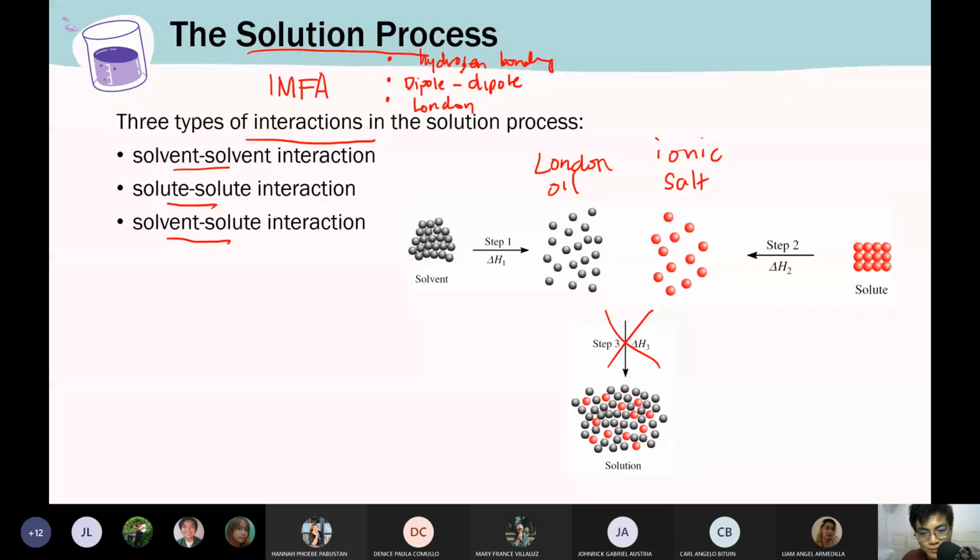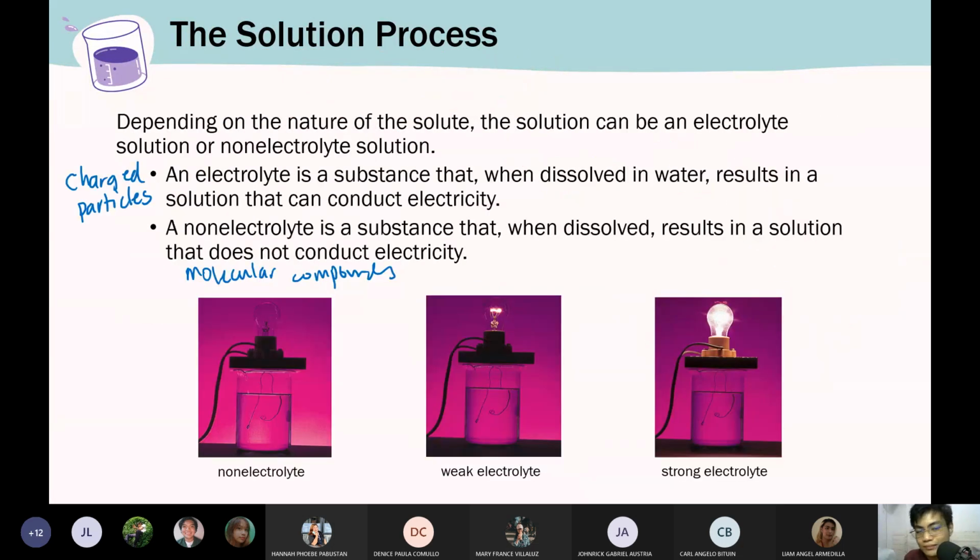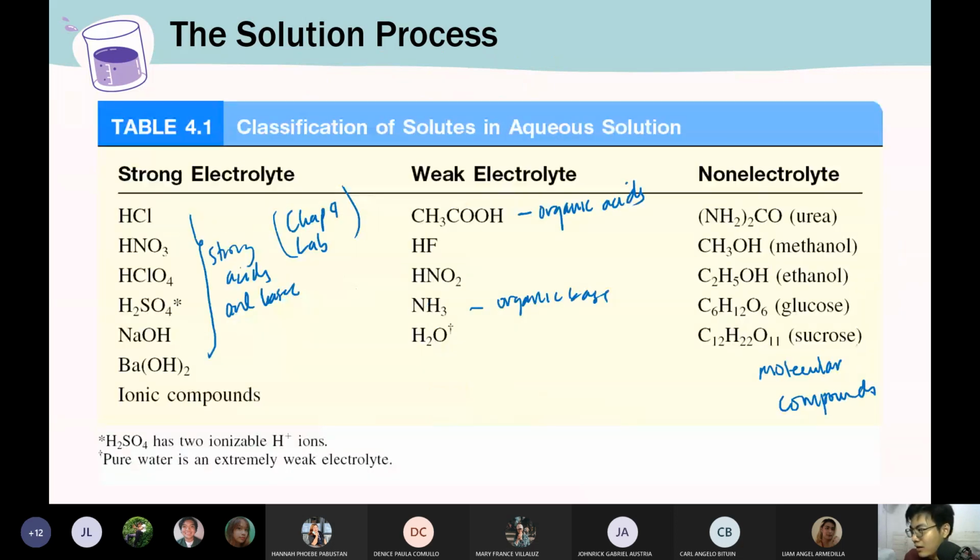Do not forget the most important thing. Ito, the IMFA. Ayan. And the electrolytes.